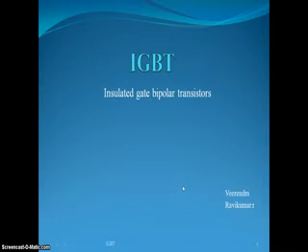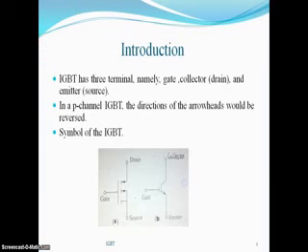The IGBT is the insulated gate bipolar transistor. The IGBT has three terminals, namely gate, collector, and emitter. Collector is also known as drain, and emitter is also known as source. In a p-channel IGBT, the direction of the arrowhead would be reversed. The symbol of IGBT is as shown in the figure below.